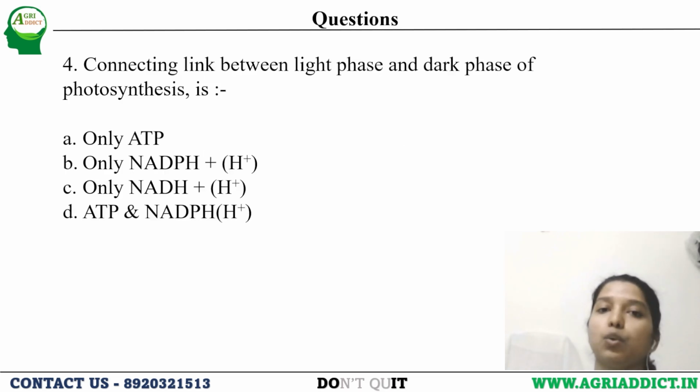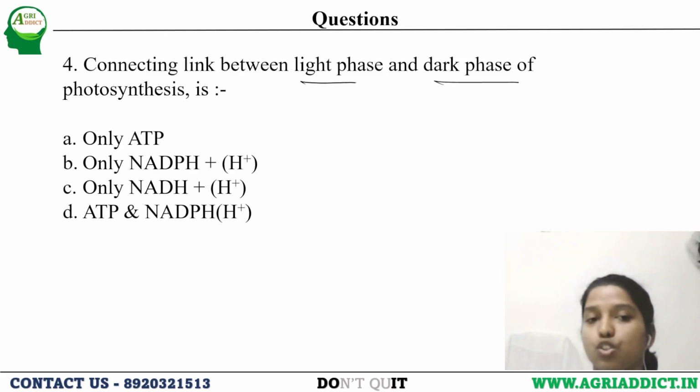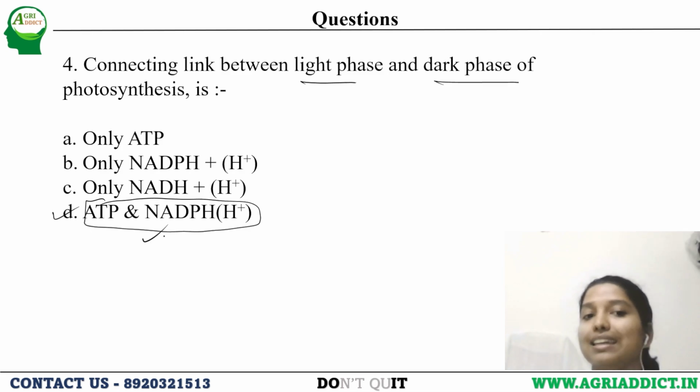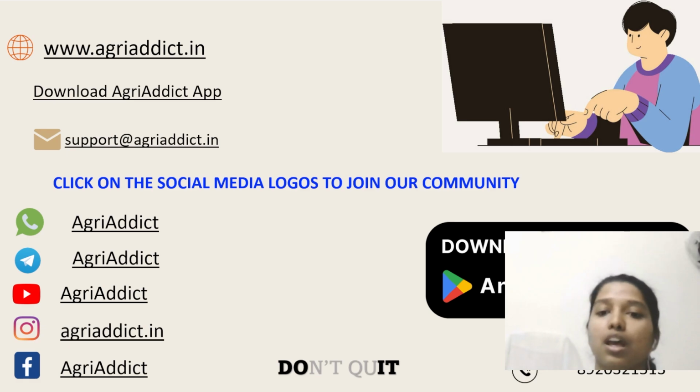Next, the connecting link between light phase and dark phase. What is the connecting link? Only ATP, only NADPH2, only NADH plus H, or ATP plus NADPH2. The correct option is D, because the products of light reaction involved in dark reaction are ATP plus NADPH2. This is the energy which is required in the dark phase.